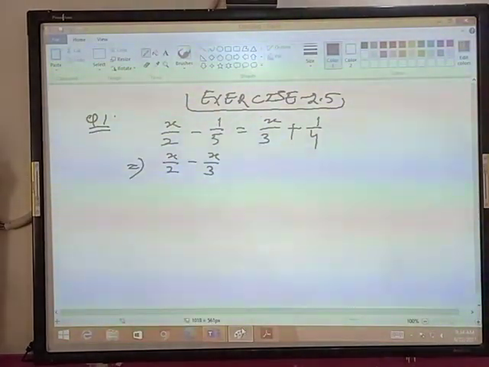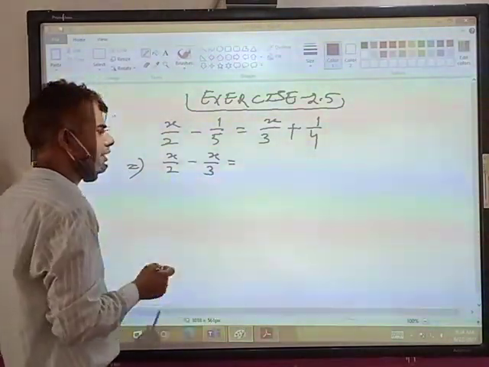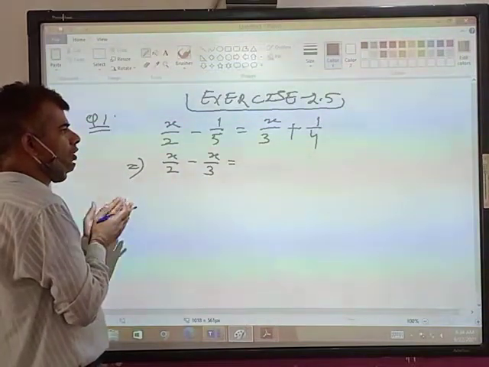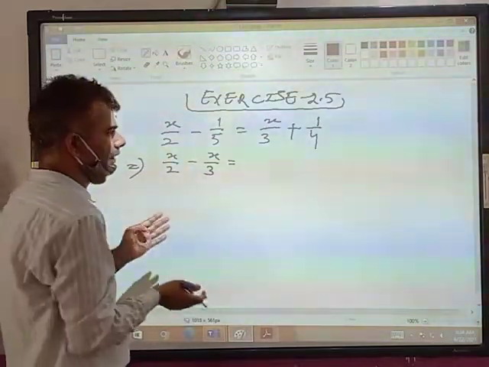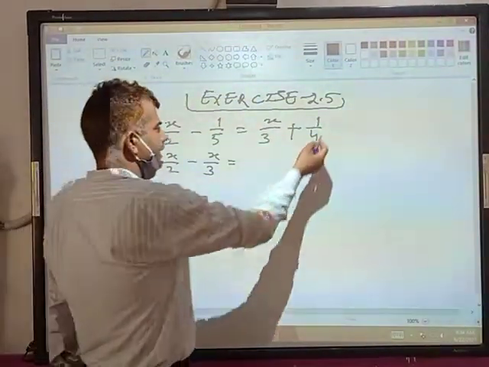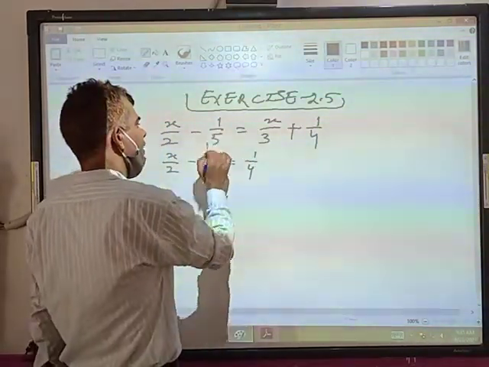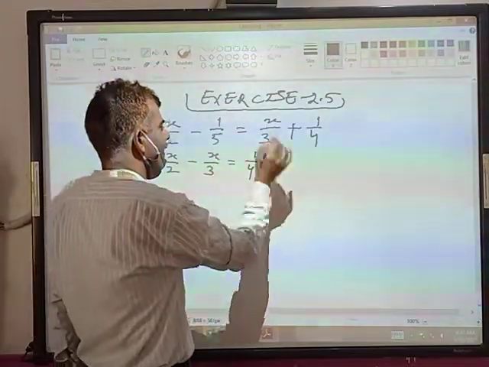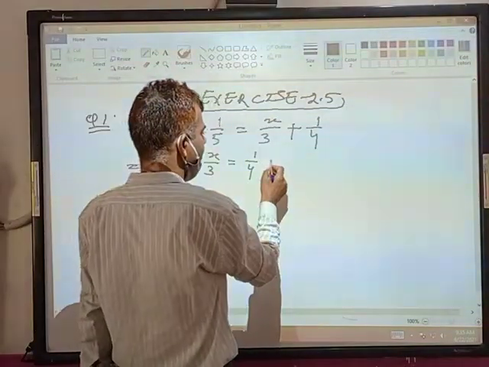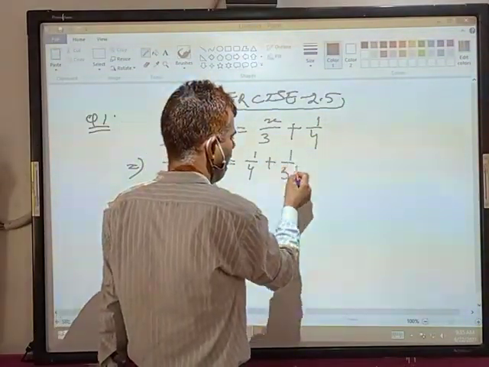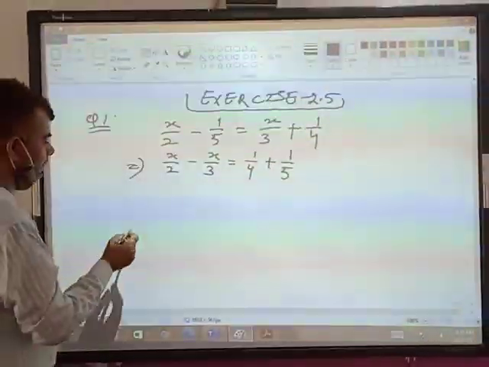Now students, we have to find out the variable x. We will keep the variable on the left hand side and the constant term on the other side, that is the right hand side. Now that is 1 by 4. We will transfer minus 1 by 5 from the left hand side to the right hand side. So the minus sign changes into a plus sign, that is plus 1 by 5. Students, any doubt, any problems? No, sir.